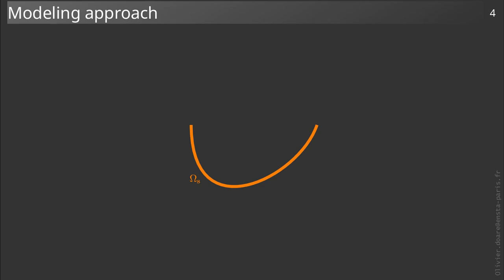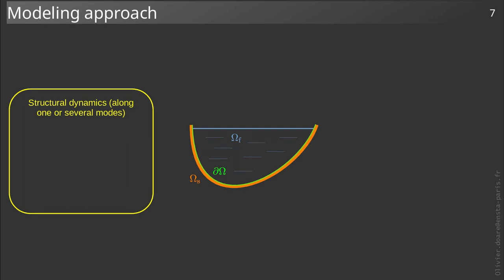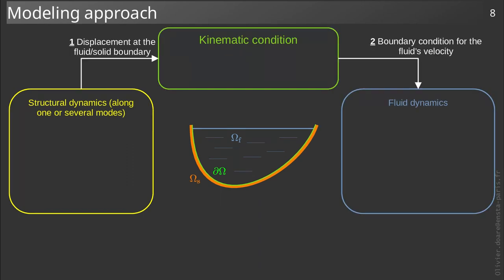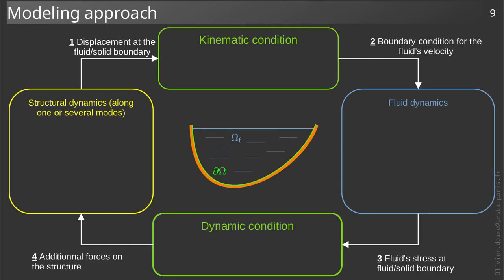The object of study is a flexible tank in the domain omega s containing a fluid in the domain omega f. We will once again describe the solid according to its eigenmodes in vacuum. The displacement according to these modes will be a boundary condition for the fluid dynamics, called kinematic condition. The fluid will then exert in return a force we will project on the structure modes.